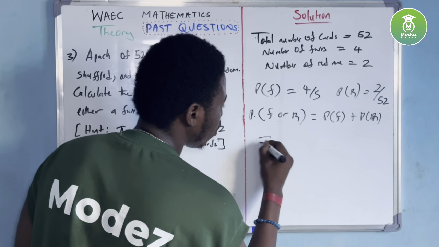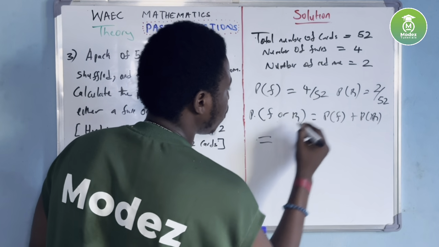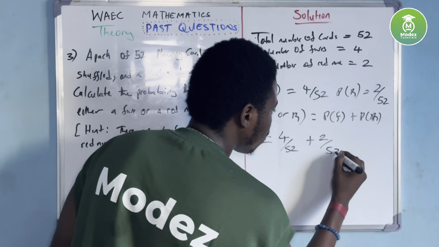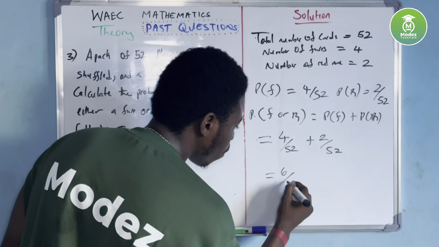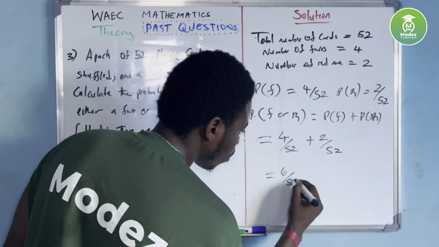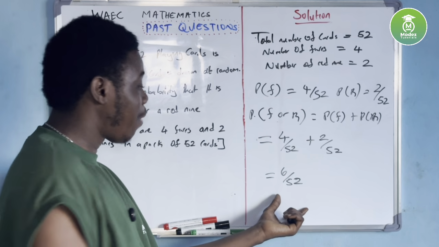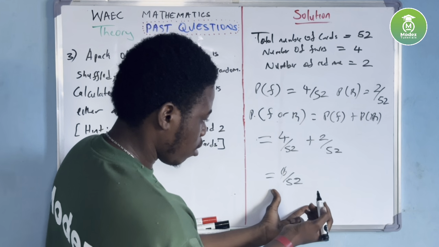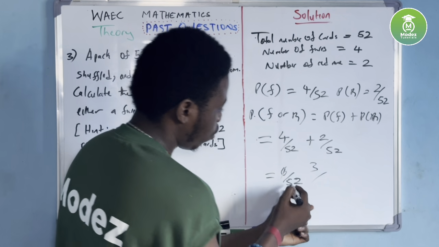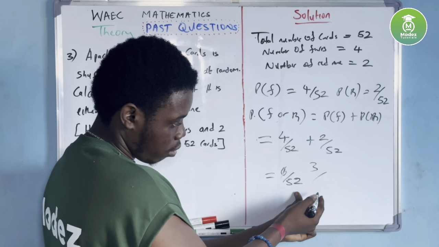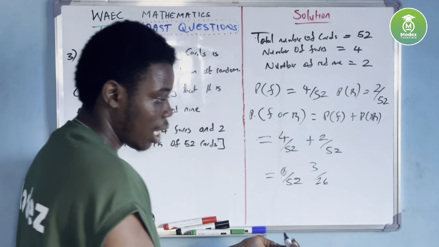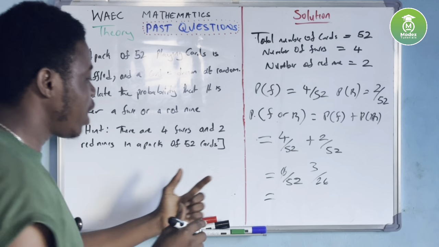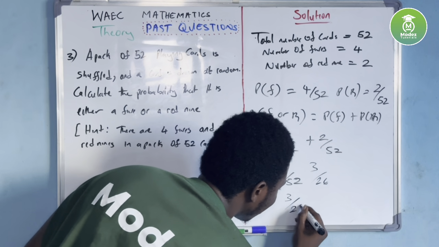Do you get it? So this will give you 4 over 52 plus 2 over 52, which is equal to 6 over 52. And you can divide this even further. 2 will go here, 3, and 2 will go here, 26. Do you get it? So the probability of getting either a 5 or a red 9 is 3 over 26. This is very, very simple.